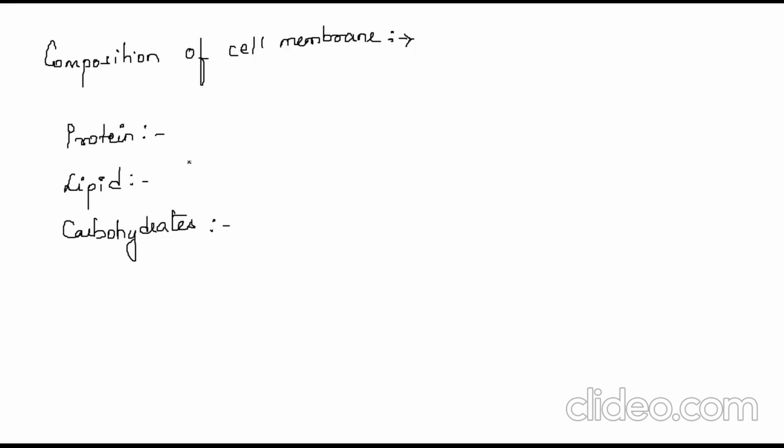Now the next part is composition of the cell membrane. How much protein, how much lipid and how much carbohydrate is present in the cell membrane? The composition of the cell membrane is 50% protein, lipid is around 47%, and carbohydrate is just 3% in the cell membrane. So the cell membrane is composed of 50% proteins, around 47% lipid and 3% carbohydrates.